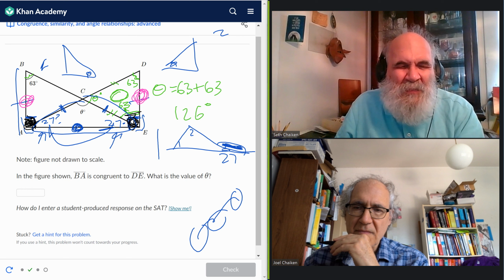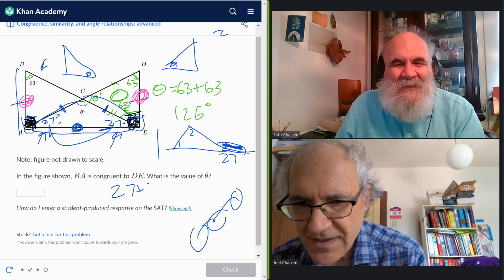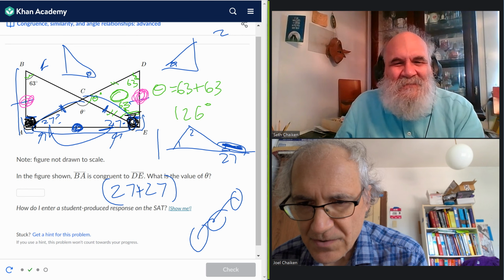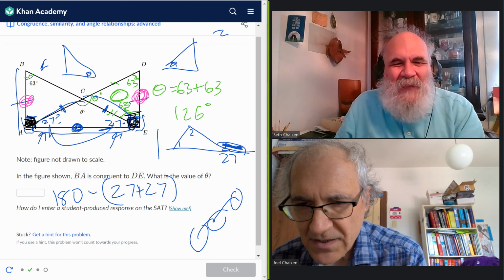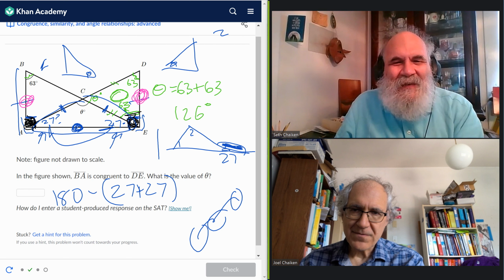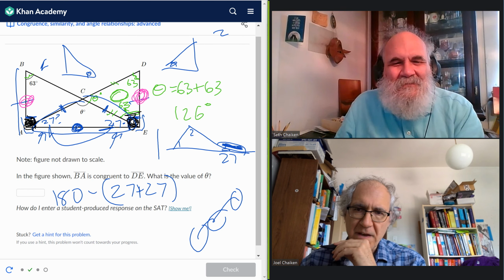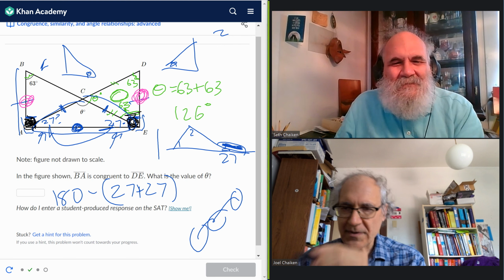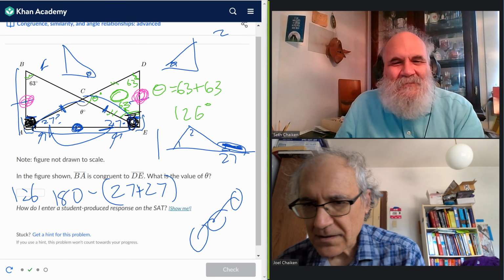Then you take the supplement of their sum. You take 27 plus 27, and then you subtract that from 180. So that's a faster way of doing it. My gut feel turned out to be more efficient than Seth's approach. So that's that. It's 126. So let's see how they did it.